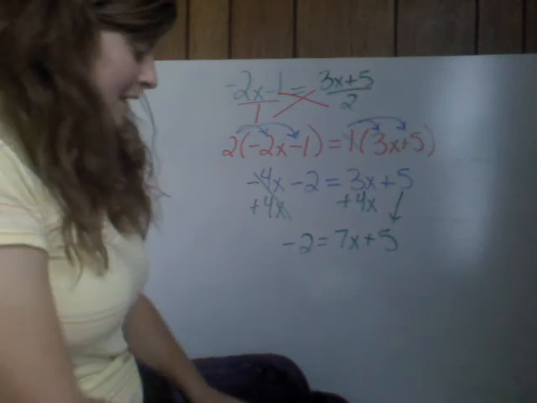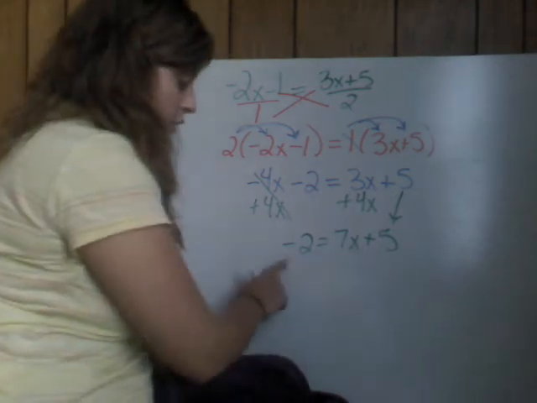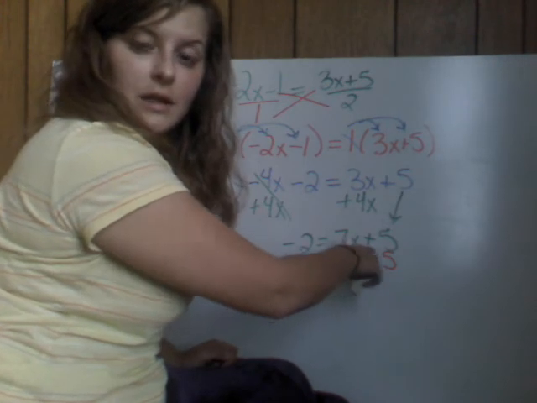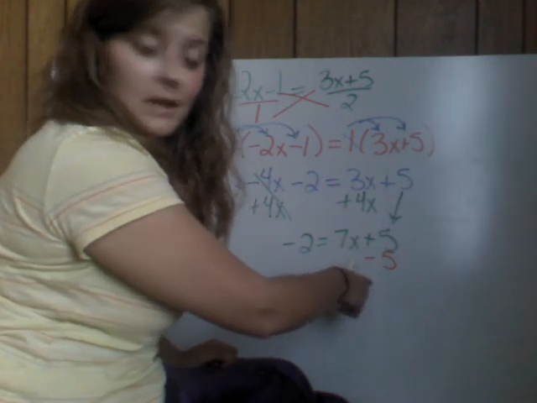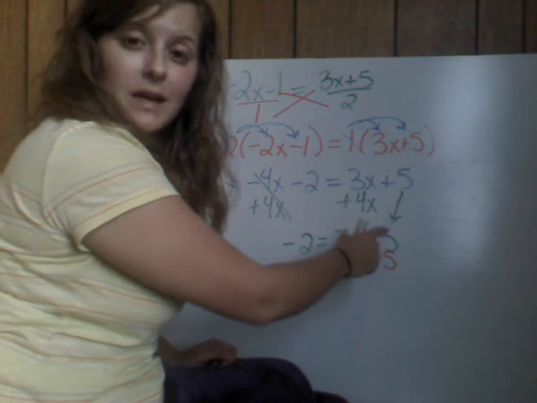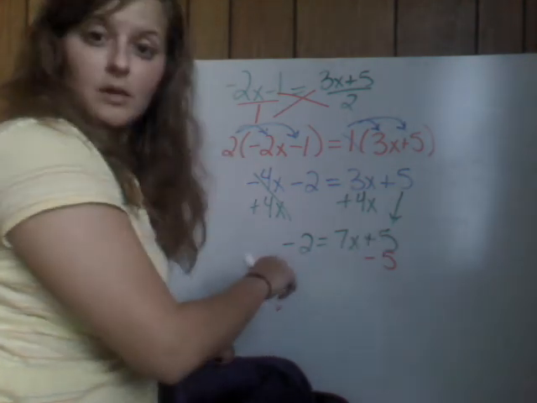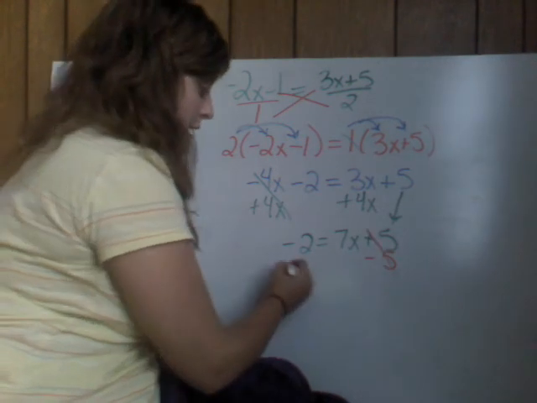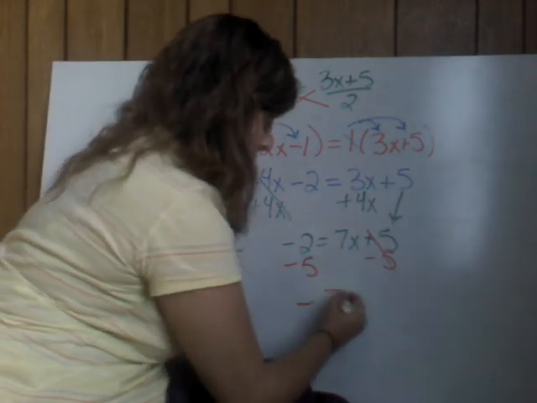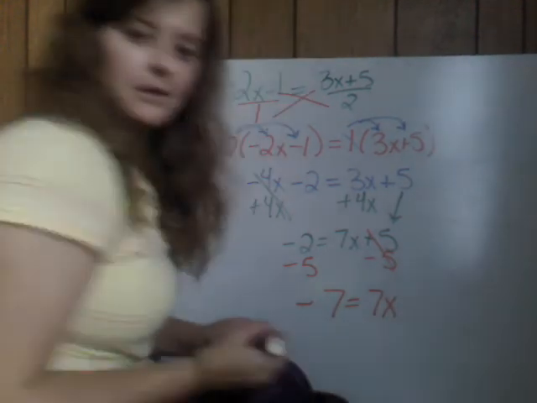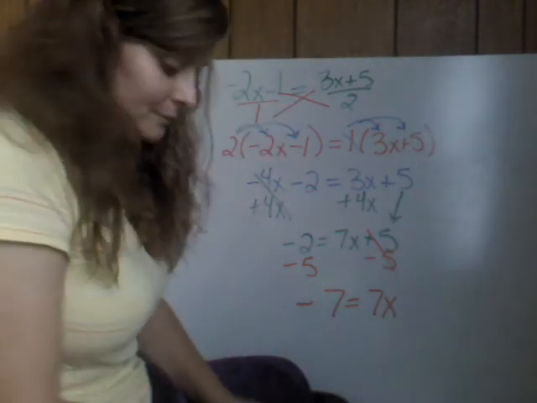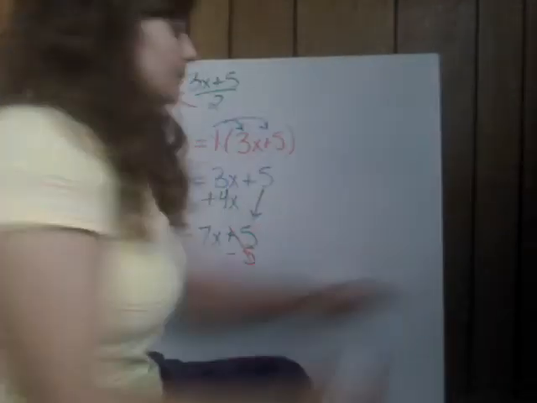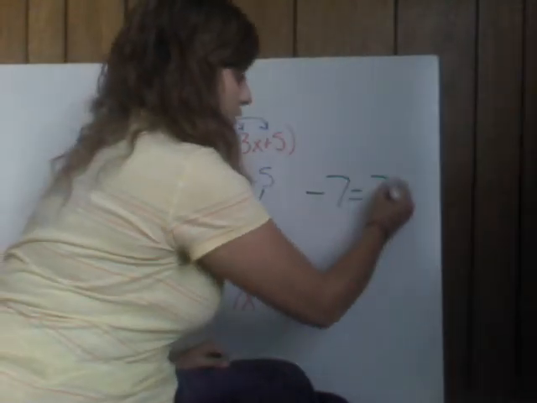Next I'm going to bring my 5 over to this side. I'm going to subtract 5, because this is added, so the addition is reversed by subtraction. I want this to be 0. That's what we're doing, making this 0, but we have to do the same thing to both sides. So 5 minus 5 is 0, so those cancel out. Minus 5 on this side, I get negative 7 is equal to 7x. We're almost done.